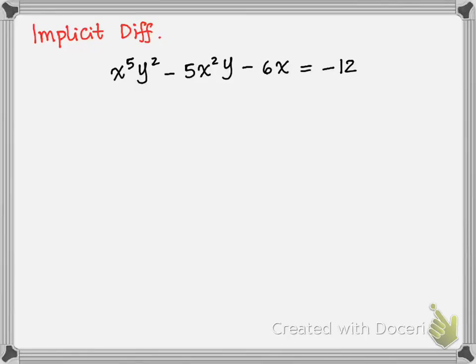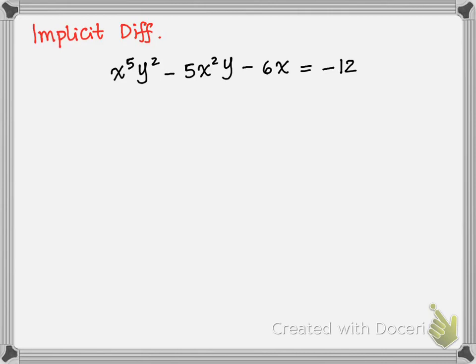Let's take a look at an example of implicit differentiation when you cannot separate x and y easily. So given this equation, given this relationship, we want to find the derivative dy over dx.